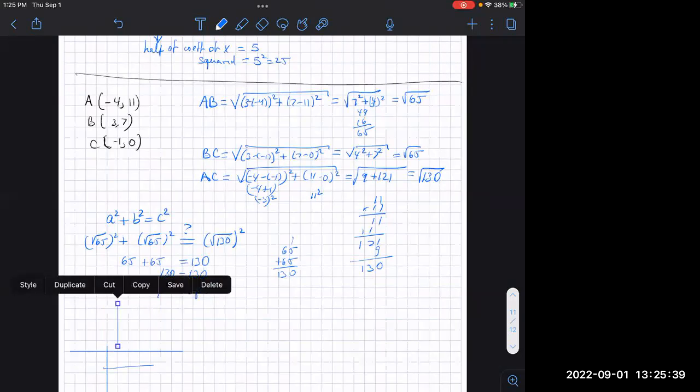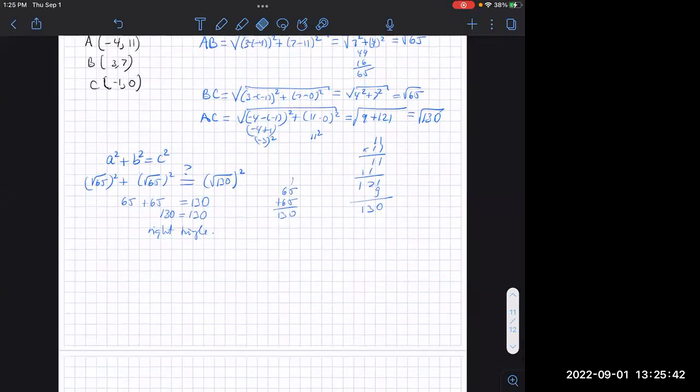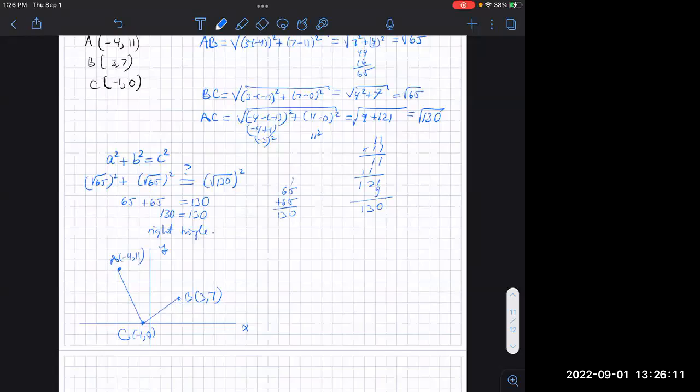okay, so let me do it again. So if we want to graph the triangle, so we have x and y. Let me just estimate and say this is point A, negative 4, 11. B, 3, 7, and C, negative 1, 0. So we have roughly this picture. It's not accurate, but just to give a little visual.